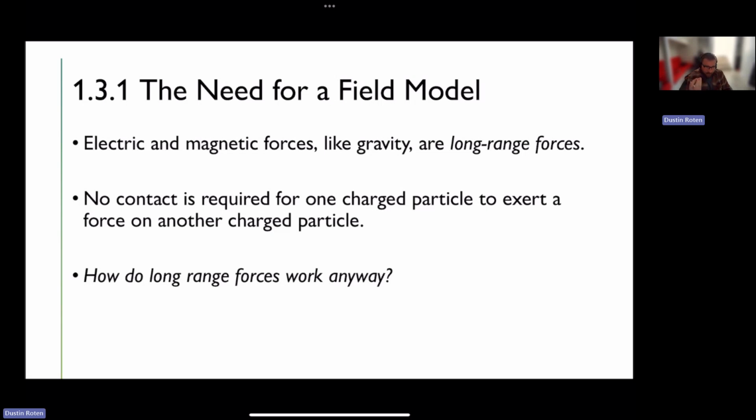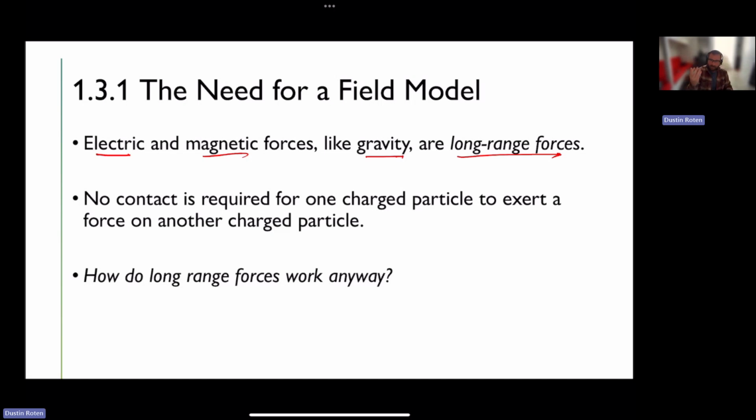Electric and magnetic forces, like gravity, are long-range forces. We know that. We talked about gravity. So we have electric, magnetic, and gravitational forces. There are three different forces that are long-range forces, as in they act over a distance. No contact is required for one charged particle, or in any of these forces I've listed, any two particles interacting with each other, any two magnets. No contact is required to exert a force on another object.